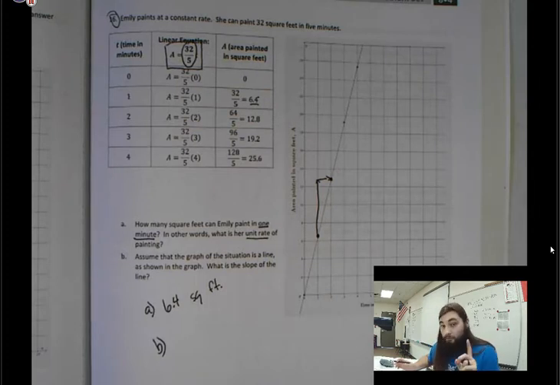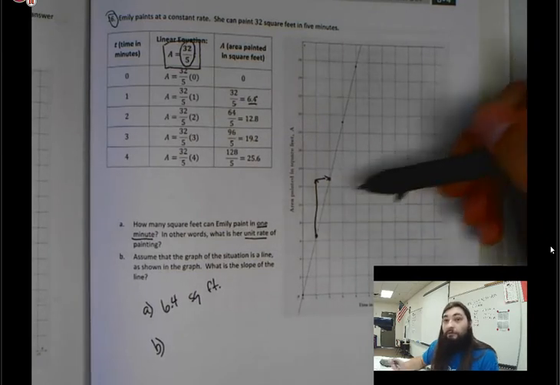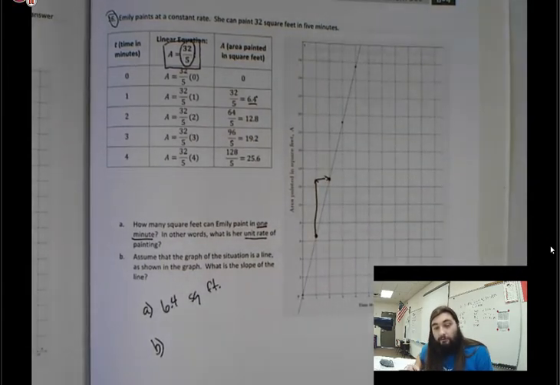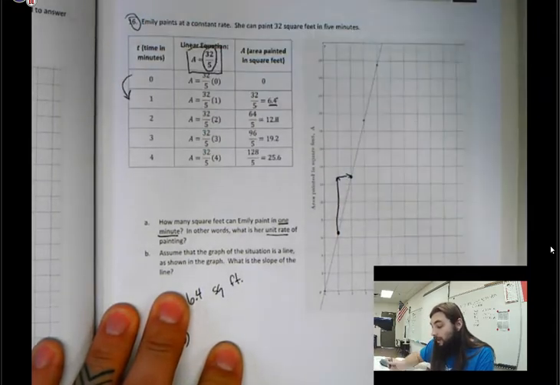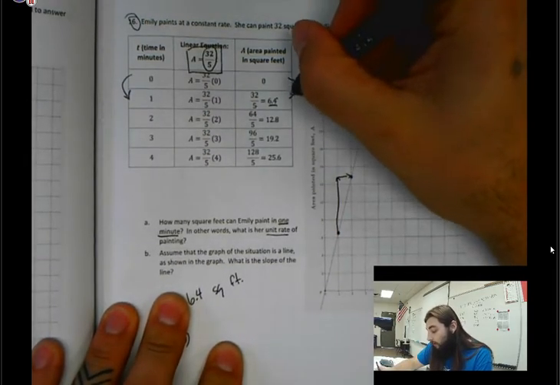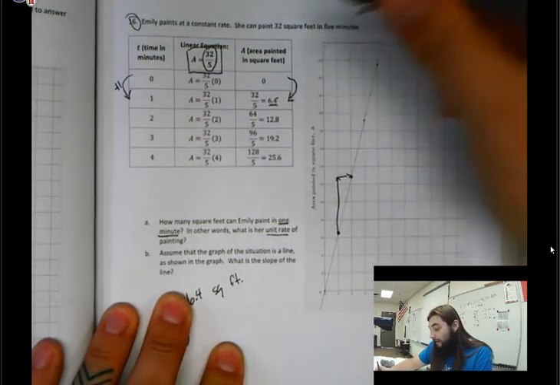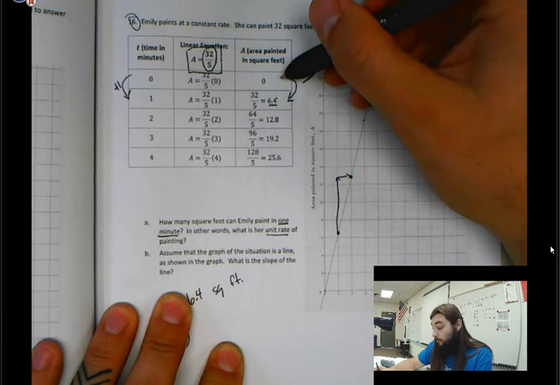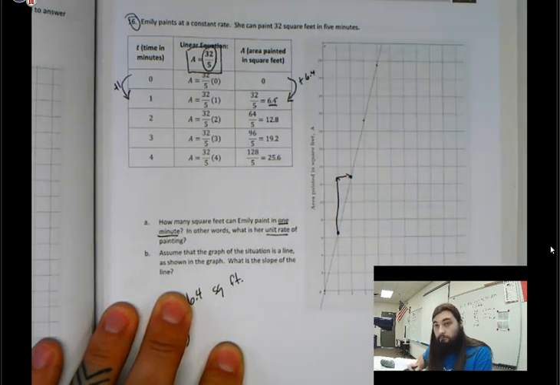Okay? There's one other way to figure this out though, beyond just looking at the equation and beyond trying to use the line that is given to you on the coordinate plane. There's also using the table itself. Tables are extremely useful. When we go from 0 to 1, what happens to our a value? When we increase t from 0 to 1, what happens to a? Well, it goes from 0 to 6.4. So it goes up 6.4.